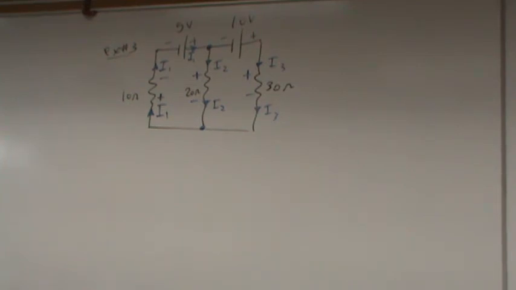Yeah, this is great. This is the left loop. Oh, this is correct. The right loop? Let's say you start there. Let's see, you've got a drop, and then a rise, and then a drop. So the 10 volt and the 20 times I.